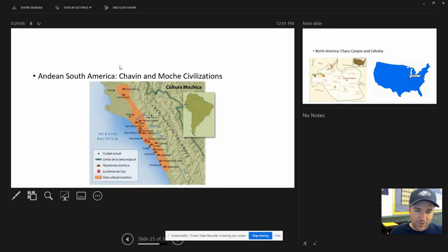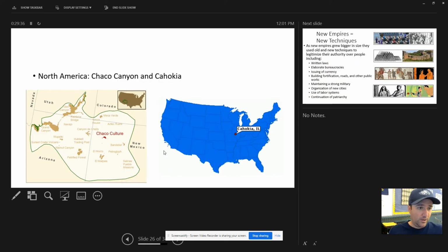The Chavin and the Moche civilizations, which were in the Andes region, contributed to the growth of that civilization, and we'll talk about the successors of these civilizations and the Incans in more detail when we get to that part of the curriculum. But just know that the Incans didn't come out of nowhere. They built their civilization on the advancements of the Chavin, the Moche, and to a lesser extent the Norte Chico.